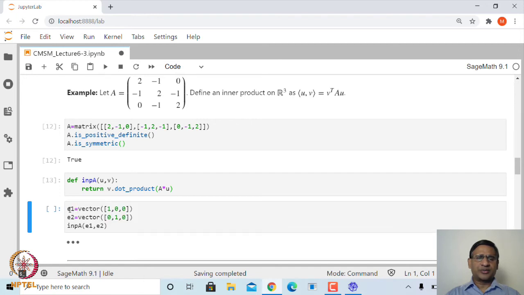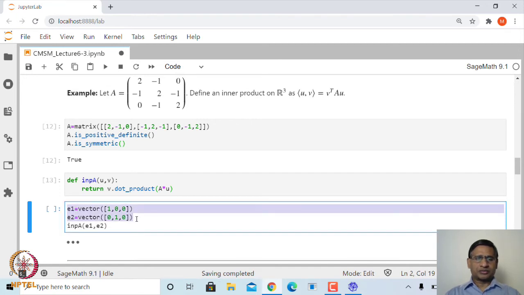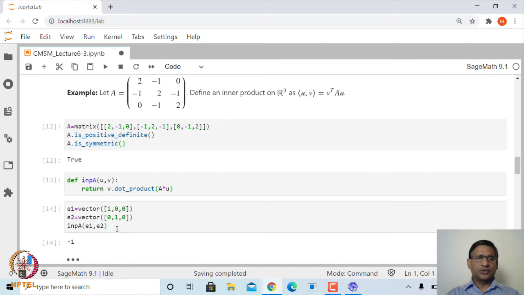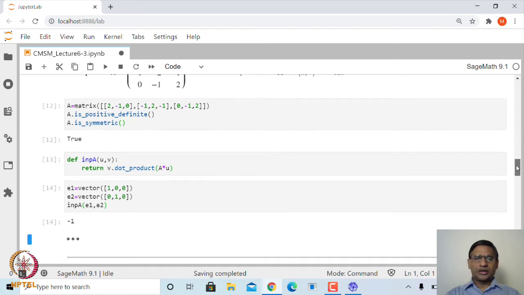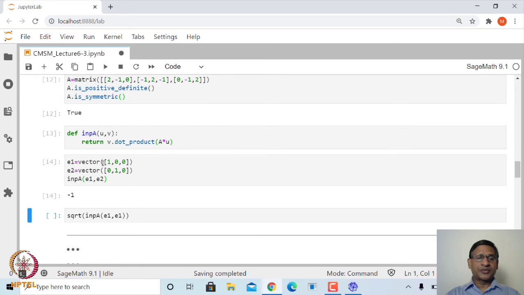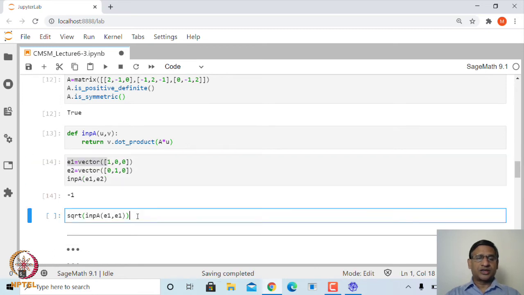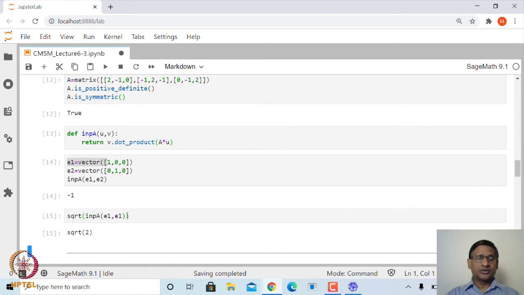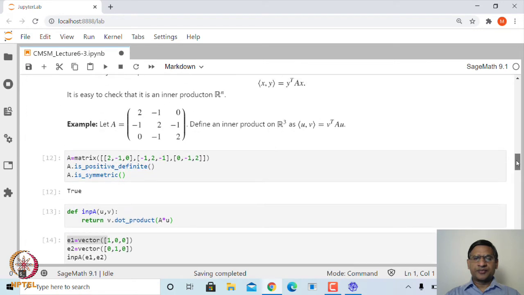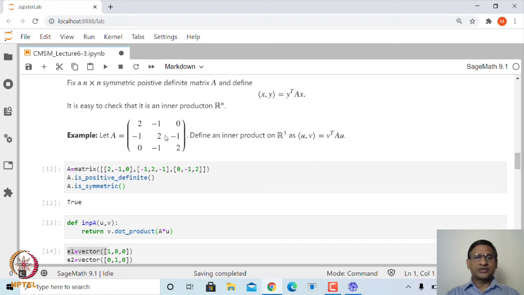Now, you can take any two vectors. For example, let us take the standard unit vectors e1 and e2, and let us find the inner product of e1 with respect to e2. It is -1. With respect to the standard dot product, e1 and e2 are orthogonal, so it would be 0, whereas in this case they are not orthogonal. Similarly, you can find the length of the vector e1 with respect to this inner product. That is square root 2, and it is not 1. So, you can have some vectors which are unit with respect to the standard dot product in Rn, whereas with respect to some other inner product they may no longer be unit vectors.